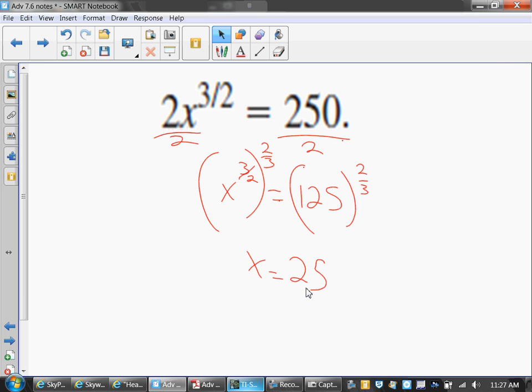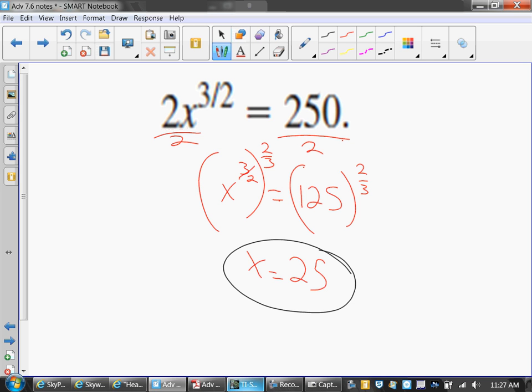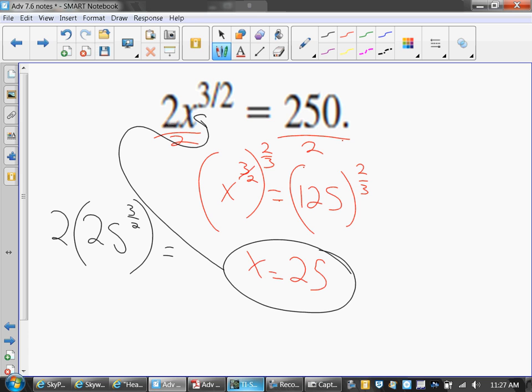Now, how do you know if you are right? What is it called? Substitute. So, bear in mind, to make sure that you're not doing silly mistakes, substitute back into the original. So 2 times the quantity, 25 to the 3 halves, equals... Did you press the buttons?